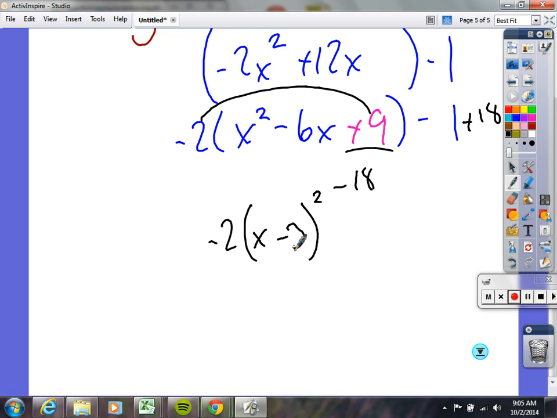What's -1 plus 18? Plus 17. Does that make sense to you? Good. That's just, I don't want to change the value. Was there a -2 originally? I don't want to change that value. I just want to make it look different. Okay?